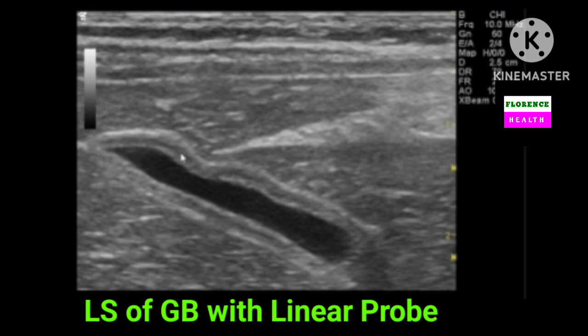This slide, a longitudinal section of the gallbladder with linear probe, shows the sandwich appearance of the gallbladder wall, where three layers are visible, which is in favor of acute cholecystitis, but normally three layers are not visible.